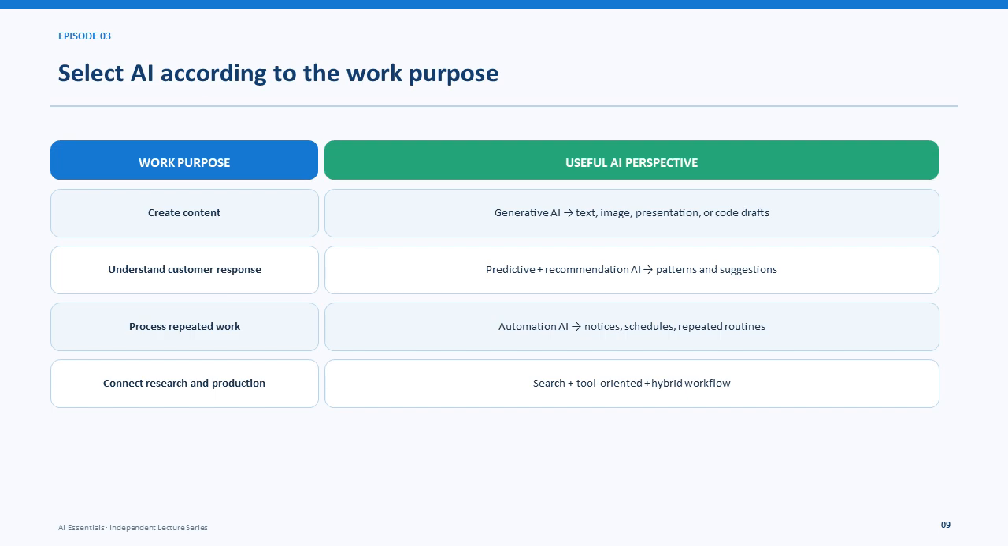This table matches common work purposes with useful AI perspectives. Creating content usually calls for generative capability. Understanding customer response may require prediction or recommendation based on patterns. Processing repeated work may call for automation. Connecting research with production may require search, a tool-oriented stage, and a hybrid workflow. The categories are guides for choosing support, not rigid labels for the entire project.